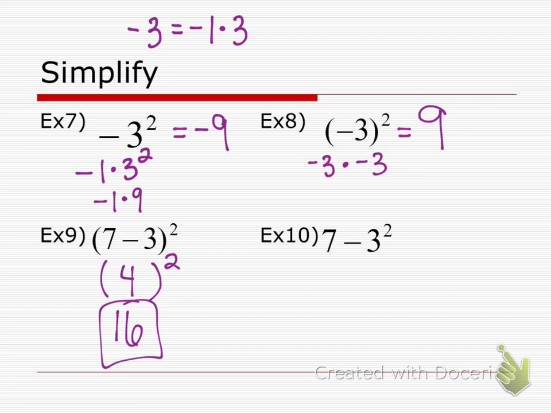On number 10, are we going to subtract first? No, why not? On number 10, there are no parentheses, which means we do not subtract first. We're following our order of operations. If there are no parentheses, we move on to exponents. What is getting squared? 3. Just a plain old 3. So this becomes 7 minus 9. 7 minus 9 is -2.